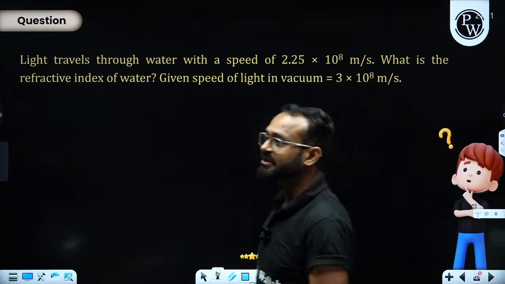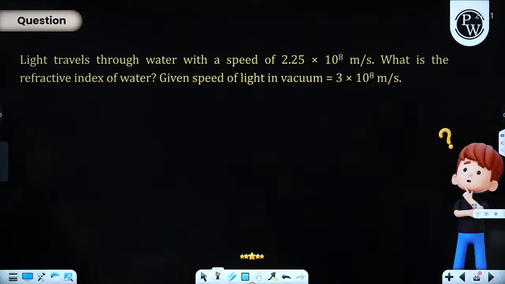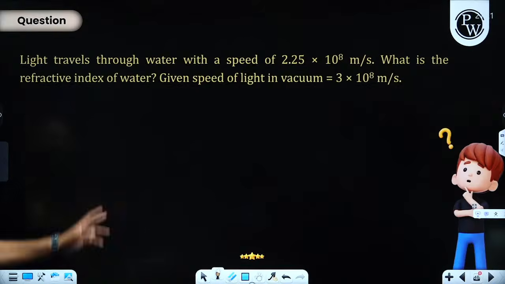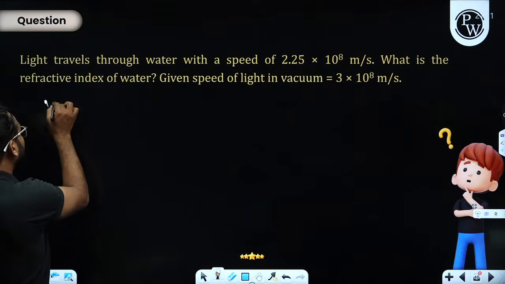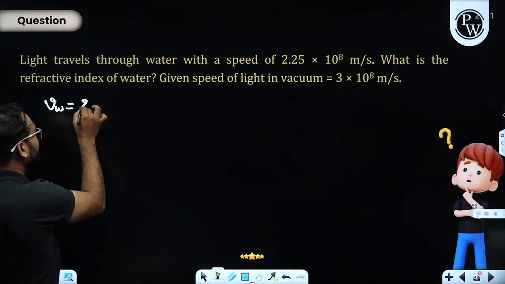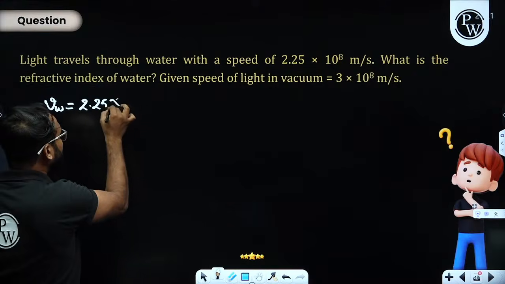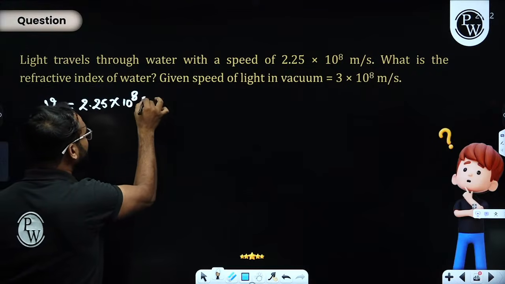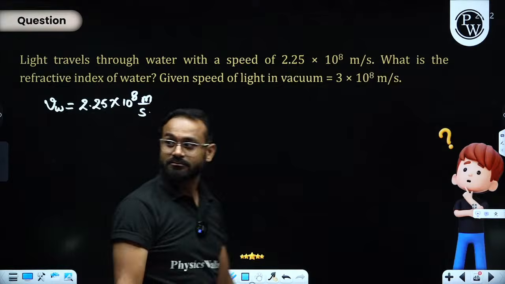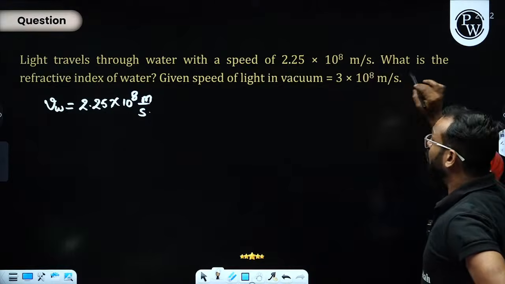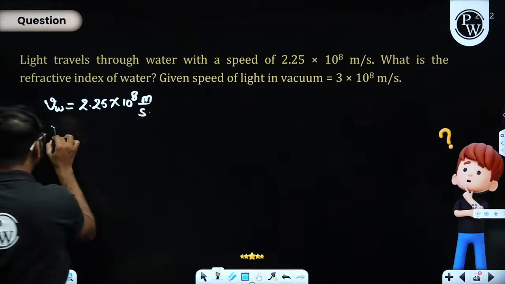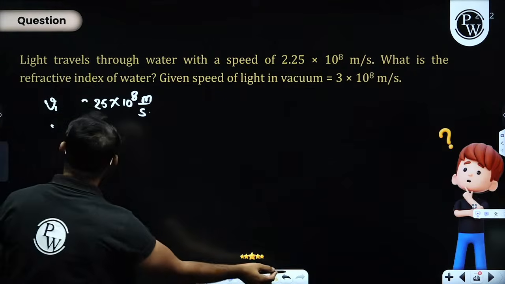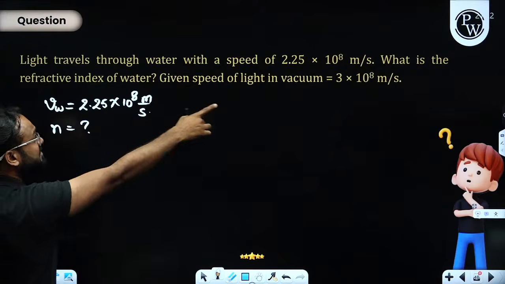Now there is one question right in front of you, related to refractive index. It says light travels through water with a speed of 2.25 times 10 to the power 8 meters per second. What is the refractive index of water? They are asking about refractive index. We will calculate very easily. But there is something also given.